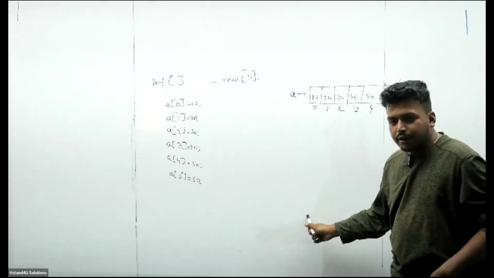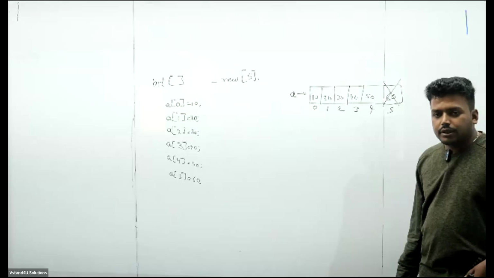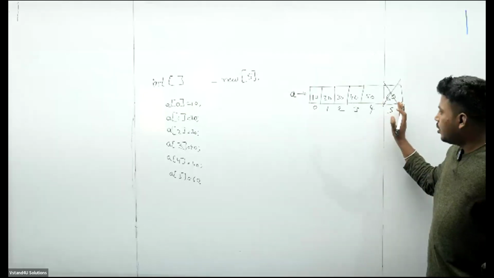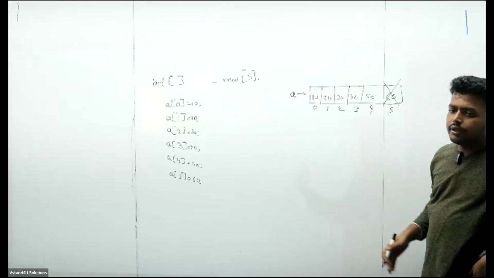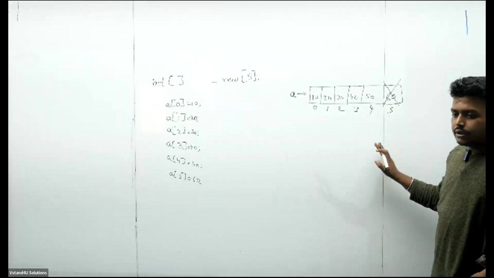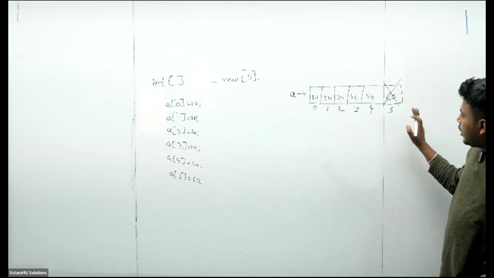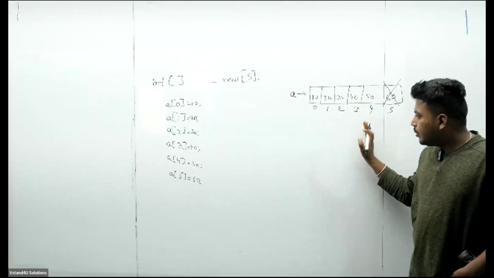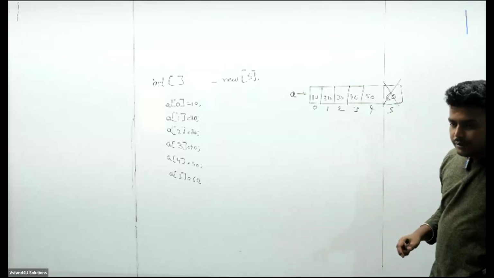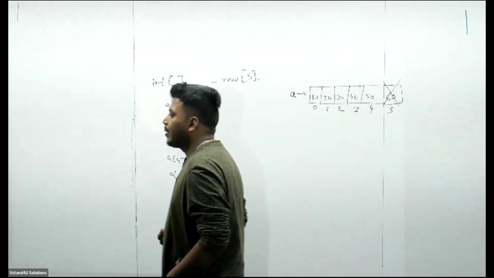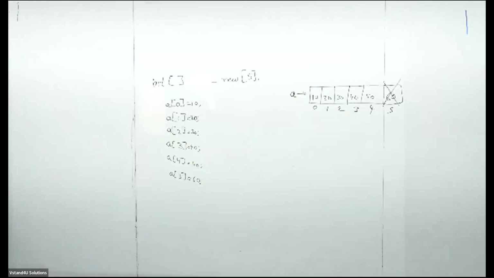Now take a point. Array is a fixed size. We cannot grow or shrink the array. Array is a fixed size. We cannot grow an array, and we cannot shrink an array. Array cannot grow or shrink in size.